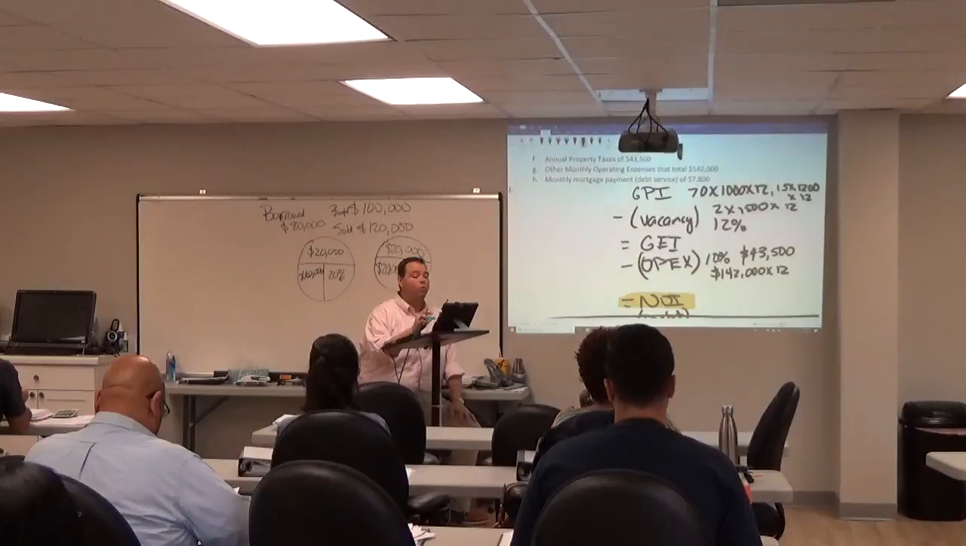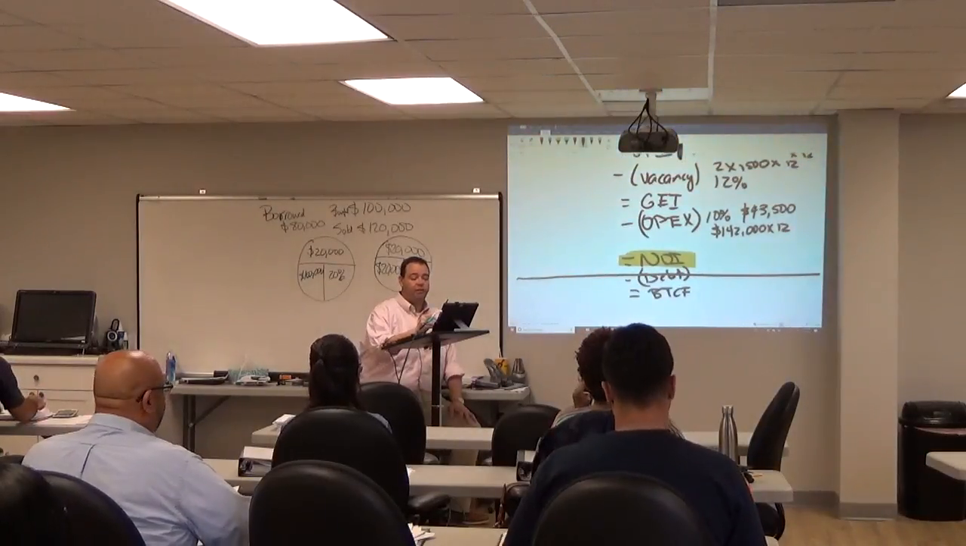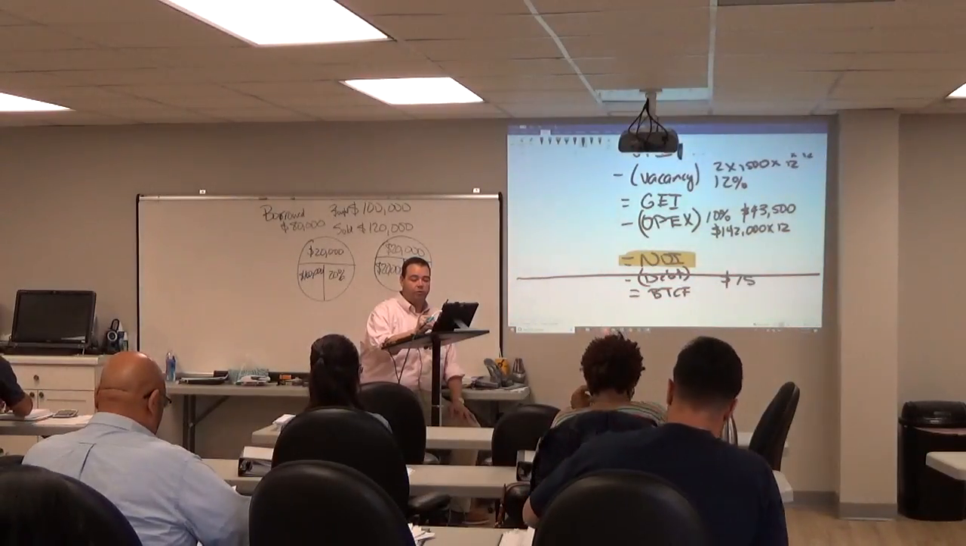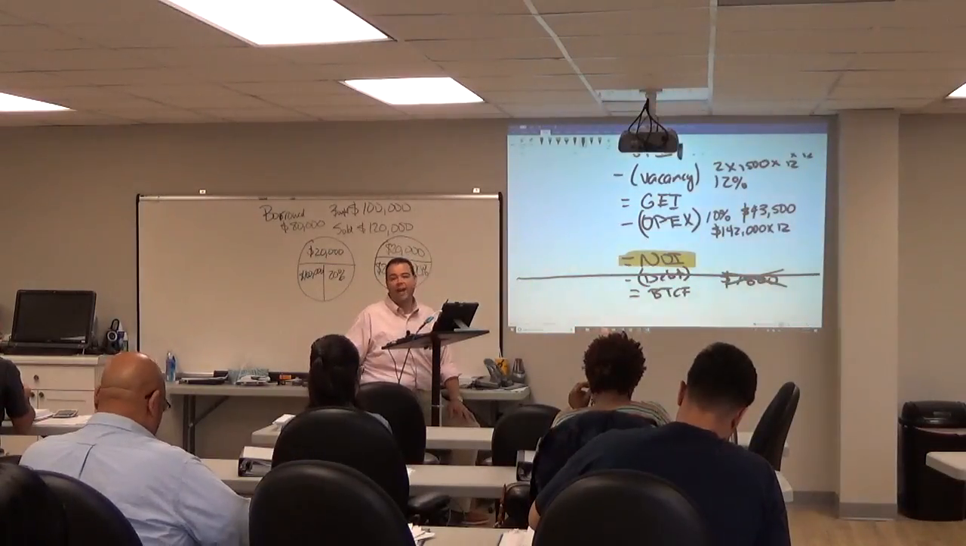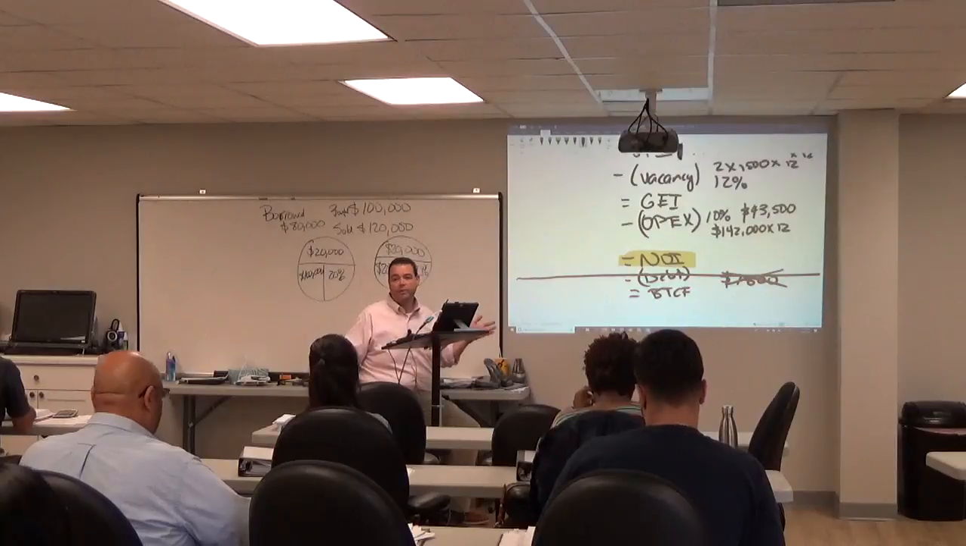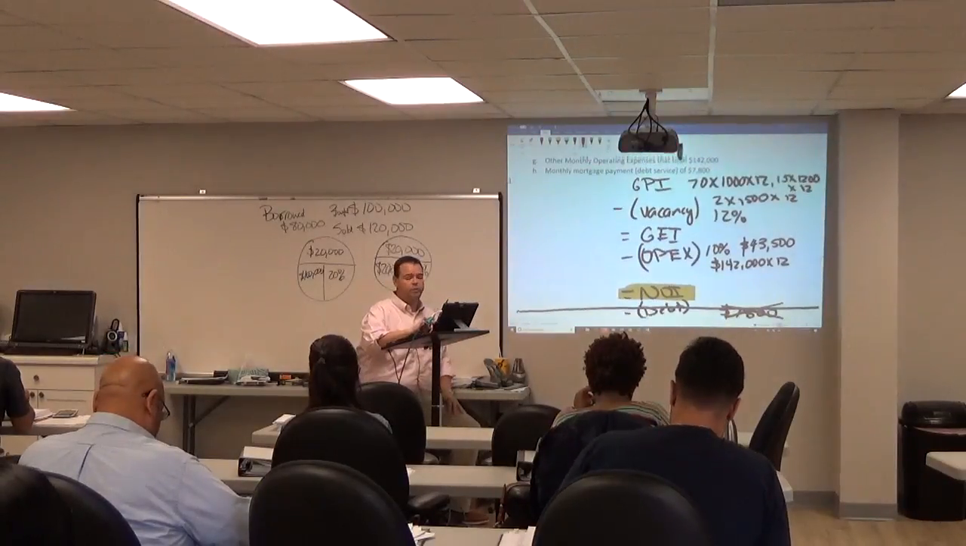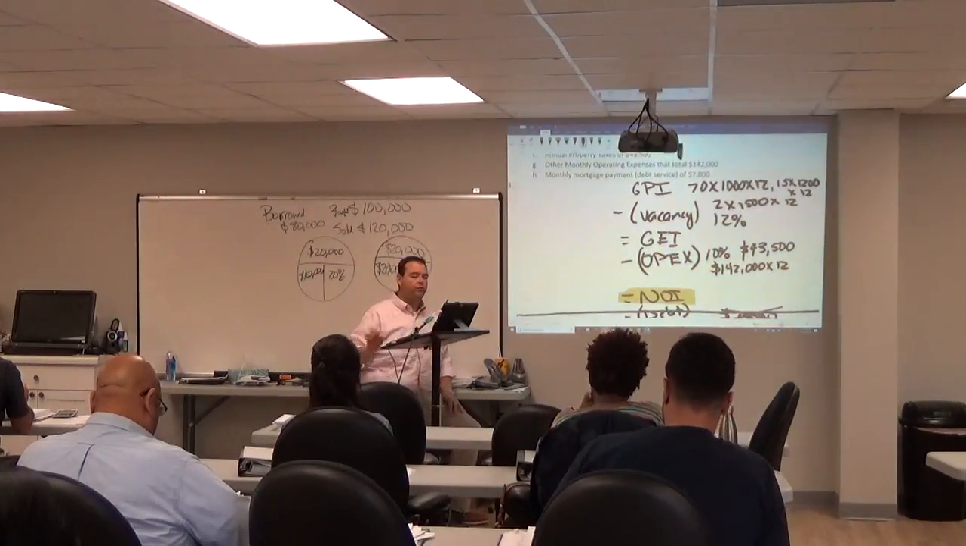And monthly mortgage payment or debt service of $7,800, well, that would be down here, so what are we going to do with it? Disregard it. It's below where we care about. Does that make sense for everybody? It's below net operating income, so it doesn't matter. So let's go ahead and start doing our math here.